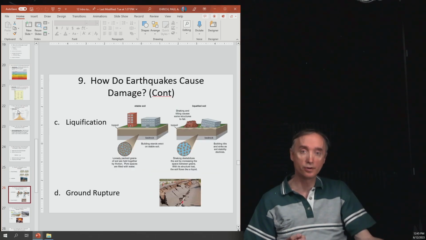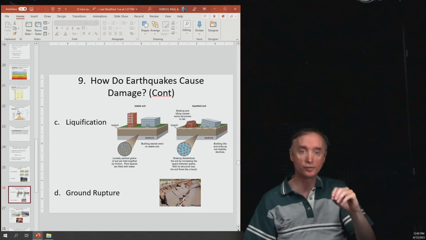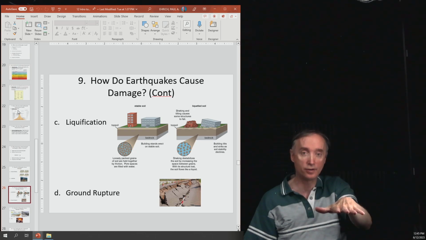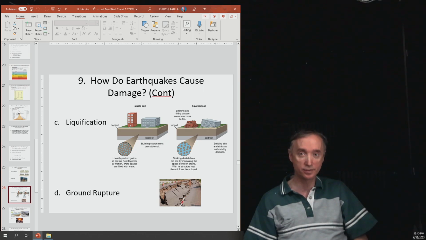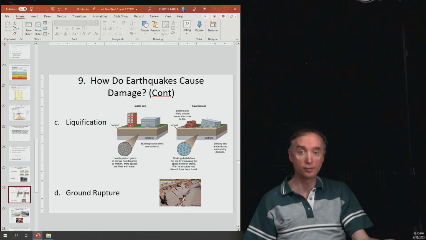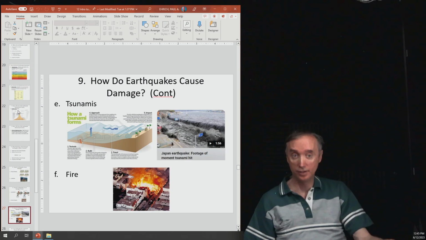If there is water in the ground, then that vibration will cause liquefaction. That makes it easy for buildings to sink into the ground if that ground has a high water content in it. Also, the ground can rupture, so it can break roads and bridges. You should know what a tsunami is, and you should know how tsunamis form. You should also know that earthquakes can rupture pipes, and so they can cause fires.